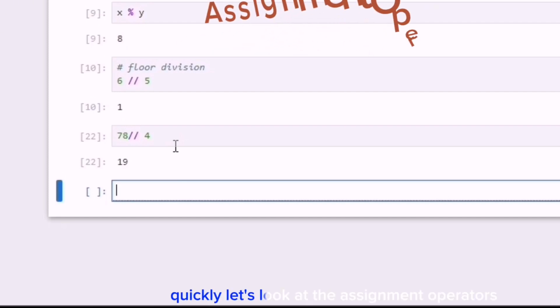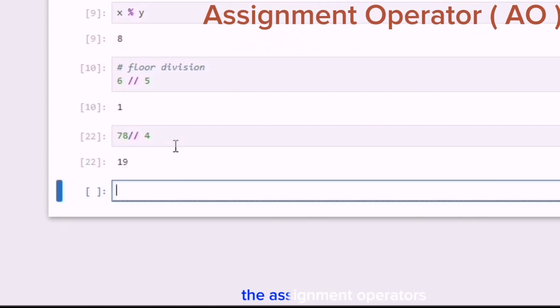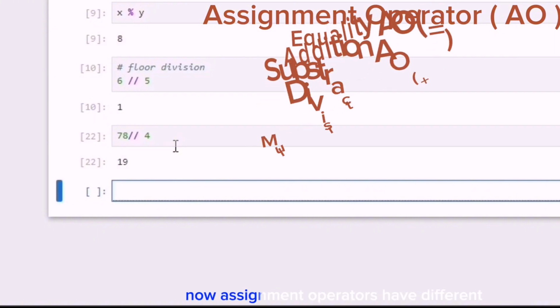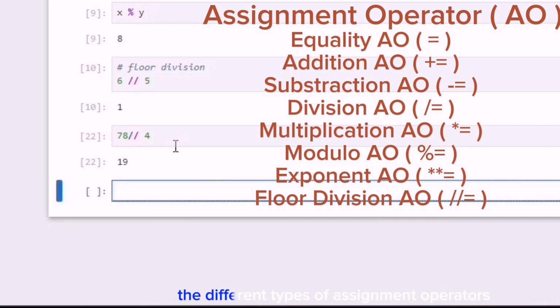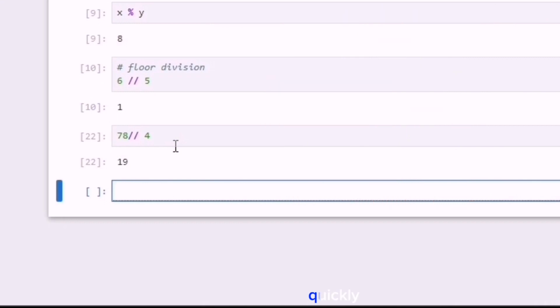Okay, quickly let's look at the assignment operators. The assignment operators are used to assign values to variables. There are different types of assignment operators. We have the assignment operator, which is the equal to. We have the addition operator, the subtraction operator, the multiplication operator, the division operator, the remainder operator, the exponent operator, and the floor division operator. We're going to look at each of these operators one after the other, starting with the assignment operator.